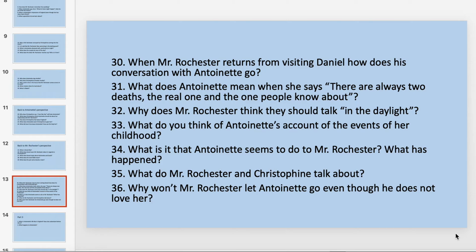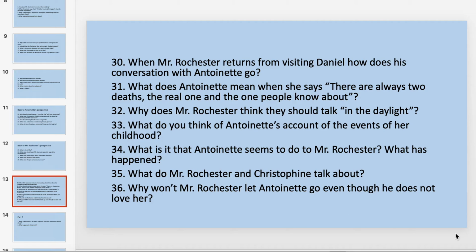Going on to 34, what is it that Antoinette seems to do to Mr. Rochester? What has happened? This is where he's drugged with something, and then they sleep together, and then he wakes up and is upset about it. So again, we don't have actual magic in the story, but we do have some sort of drug that's being used here.